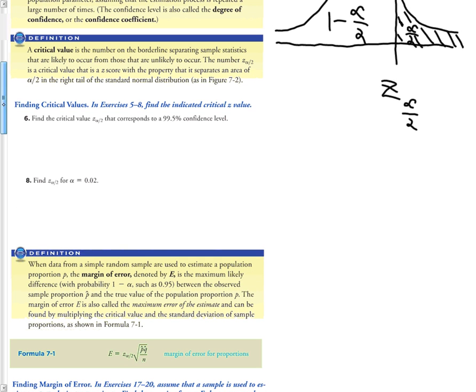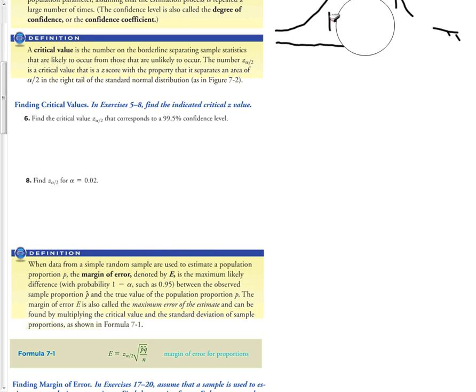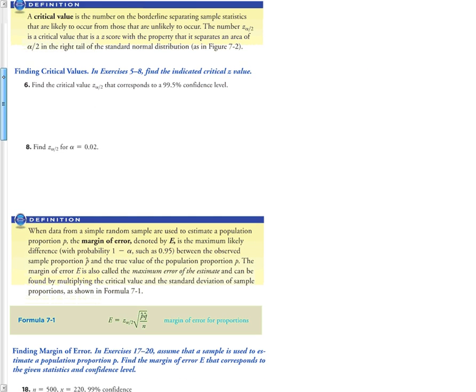So in exercises 5 through 8, what we want to do is find the indicated z value. Find the critical value z of alpha over 2 that corresponds to a 99.5% confidence level. So remember I said earlier that alpha is actually 1 minus our confidence level. So we have the confidence level here. The alpha we're looking for is going to be 1 minus that confidence level.